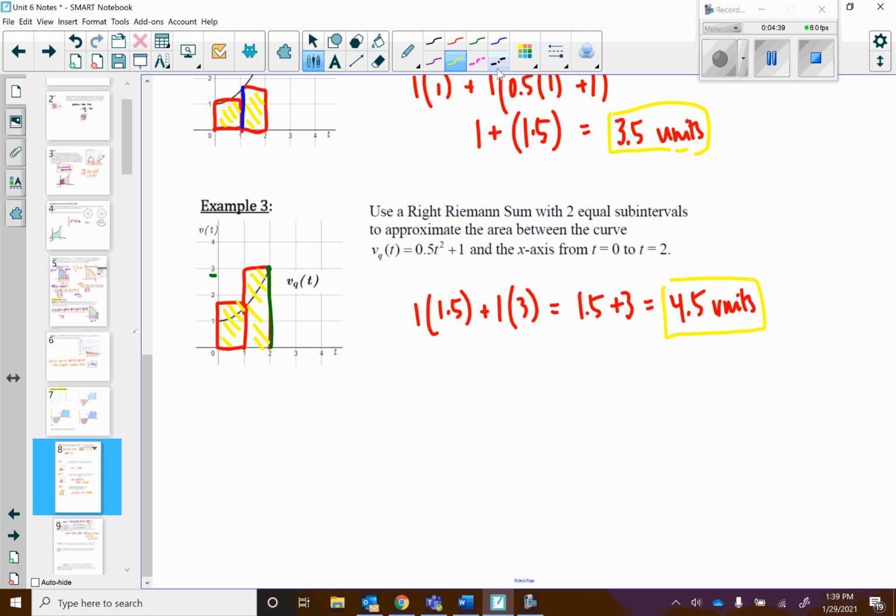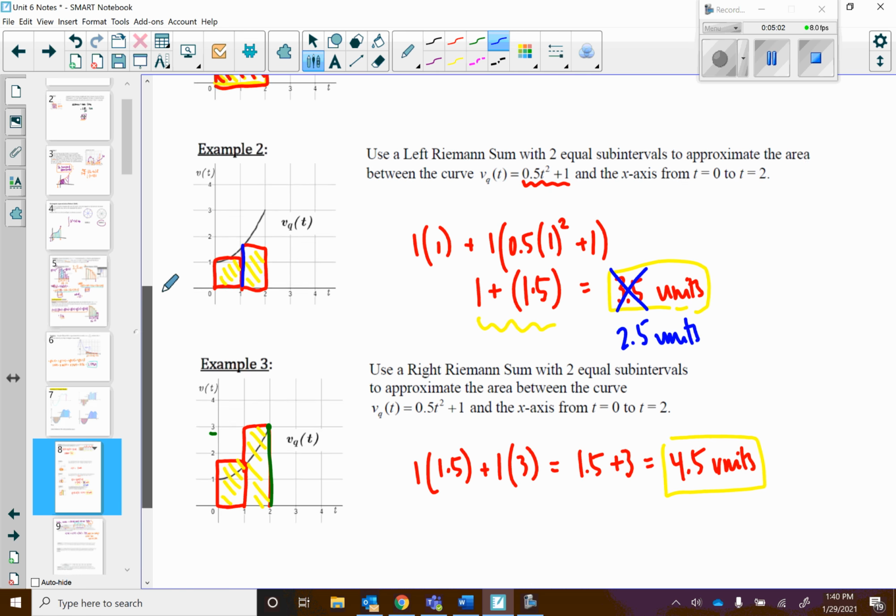And now that I'm looking at this, I realize I made a mistake. And hopefully you're sitting at home thinking, oh my gosh, Ms. Wissing, how are you so... well, I would not let you guys say you're so dumb, so I shouldn't say I'm so dumb. 1.5 plus 1 is not 3.5. Oh my goodness. 2.5 units. Okay, sorry about that. I was not obviously paying attention.